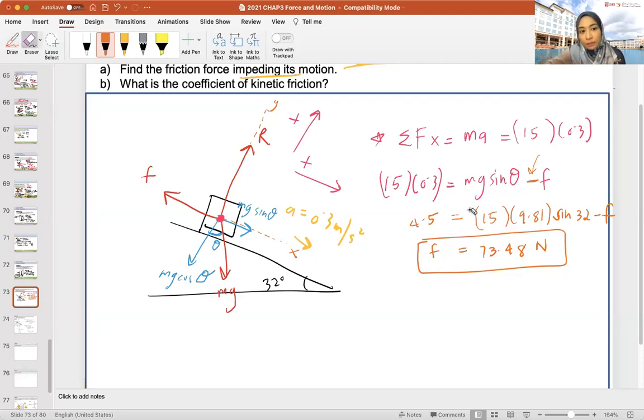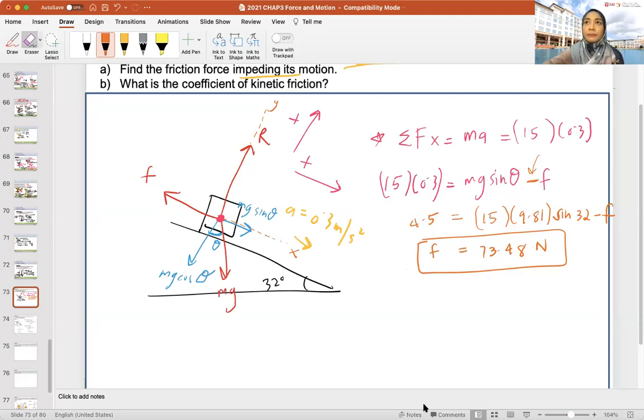So again, I'm going to repeat myself kalau ada orang yang blur kat sini. Okay, dengar. Kenapa friction punya jawapan tak negatif? Because we already indicated in the free body diagram that friction is to the left. Therefore, I already put the negative sign here. So when I'm solving for friction, I'm solving for the magnitude.